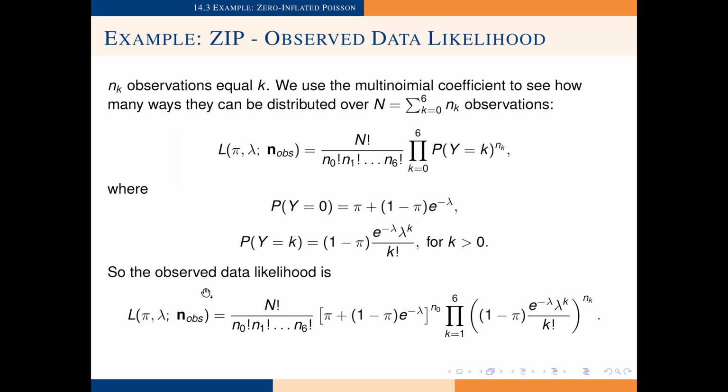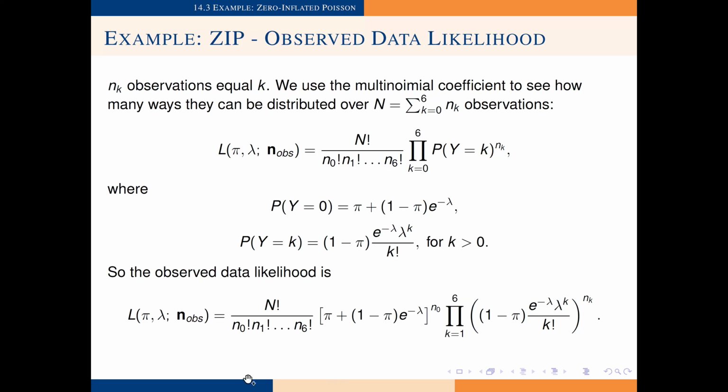If you write down the observed data likelihood, then essentially you need to expand this term, and that doesn't look pretty. Essentially you have the earlier thing, so the factorial part is still the same, times the part that corresponds to k equals 0. So P(Y = 0), which is the weighted sum of pi plus (1 minus pi) times e to the negative lambda, raised to the power of N_0, times the remaining products for k greater than 0, k from 1 to 6, of (1 minus pi) times the Poisson masses, raised to the respective count powers.